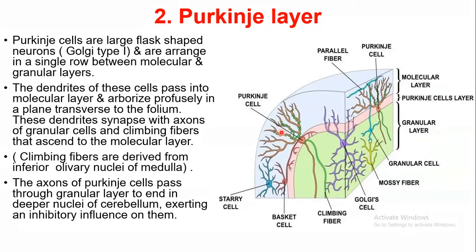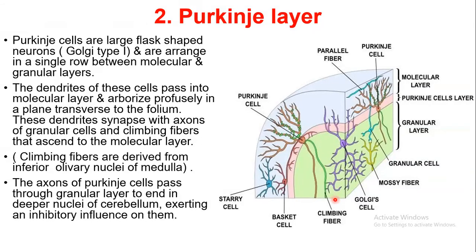So the arborization, which consists of the dendrites of the Purkinje cells, makes synapses with two cells. One is the granular cells, and the other is the climbing fibers coming from the inferior olivary nucleus of the medulla. This is the MCQ from this topic. So the axons of the climbing fibers synapse with the dendrites of the Purkinje cells.